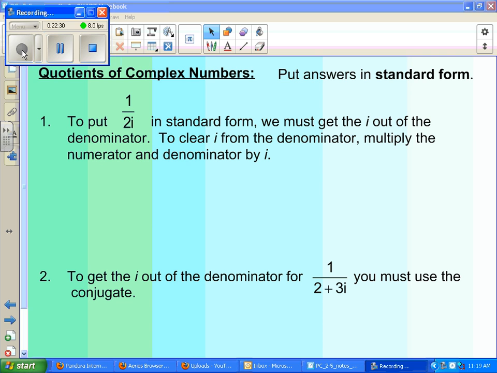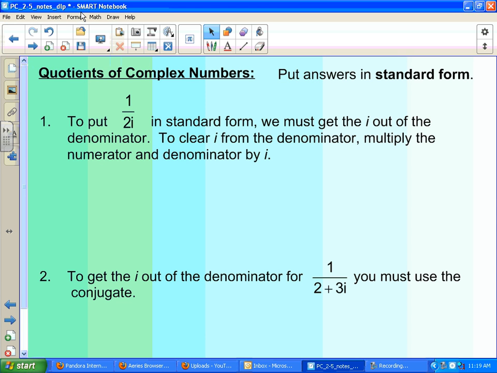Quotient, meaning division. So here's where you've got to be careful. Don't want those i's hanging out in the denominator. We get rid of them by using conjugates. So when you are using a plus bi as your denominator, that means you're going to multiply by a conjugate. Can somebody describe the conjugate of a plus bi? A minus bi, very good. So when it's a complex number, I'm going to use the opposite sign value.